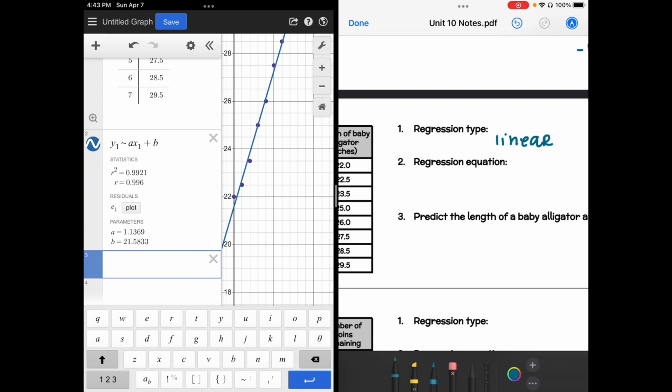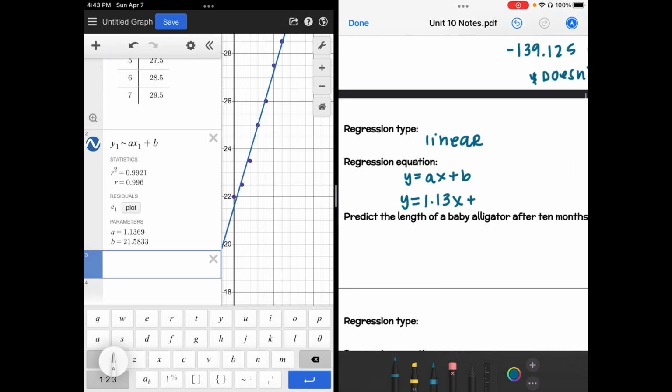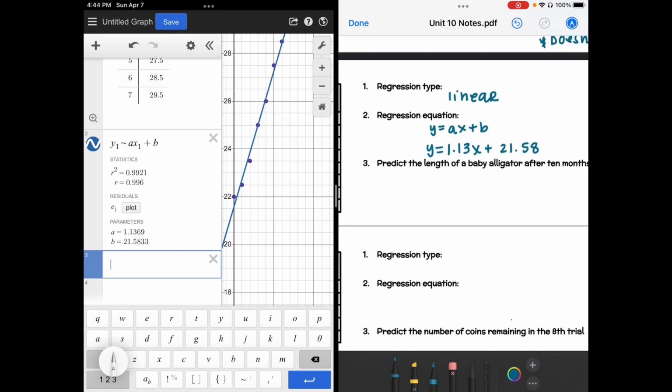So for our regression equation, when it's a line, we're going to have y equals ax plus b. So we're going to have y equals, I'm going to round to 2 decimal places this time. So we have 1.13x plus 21.58. Okay? And I'm just picking for these, you'll be told in a question if it's important when to round or where to round to.